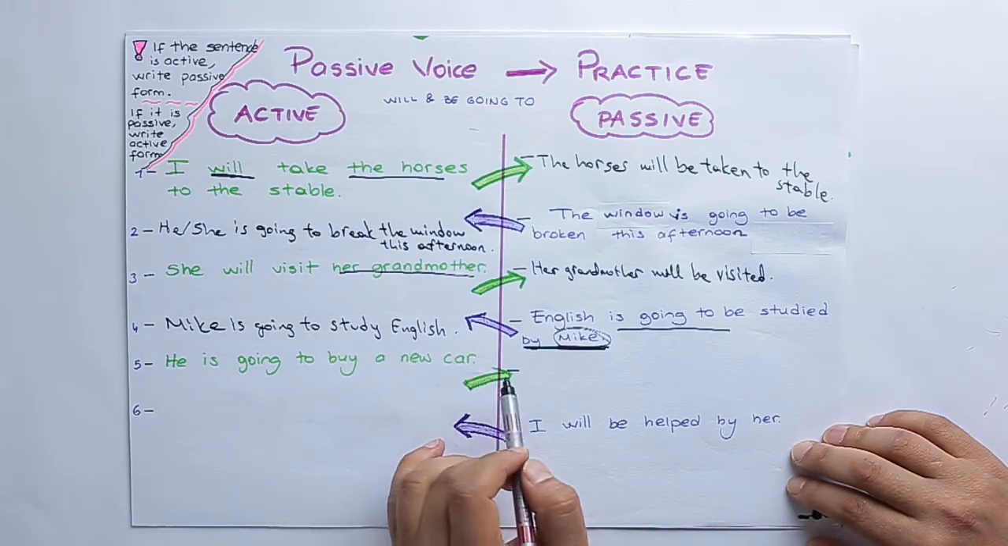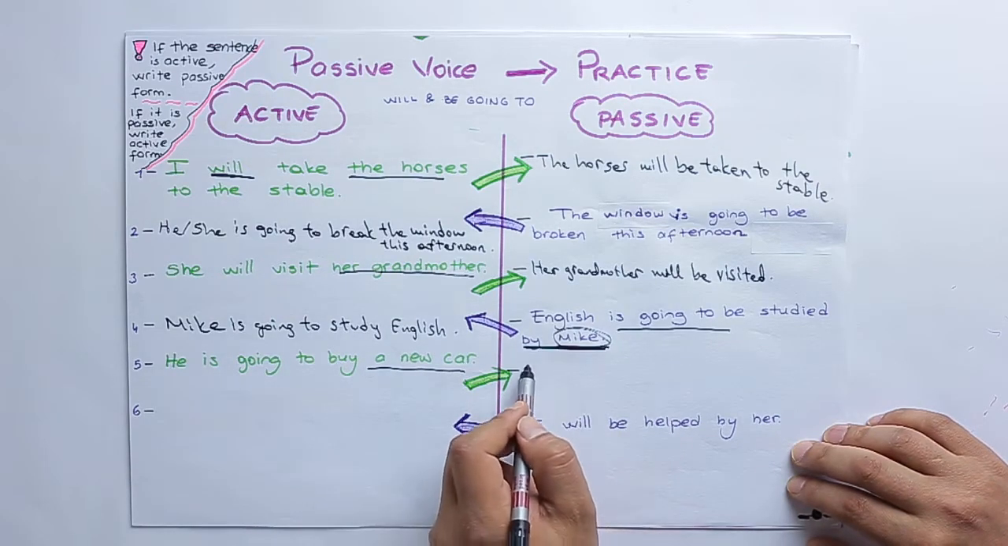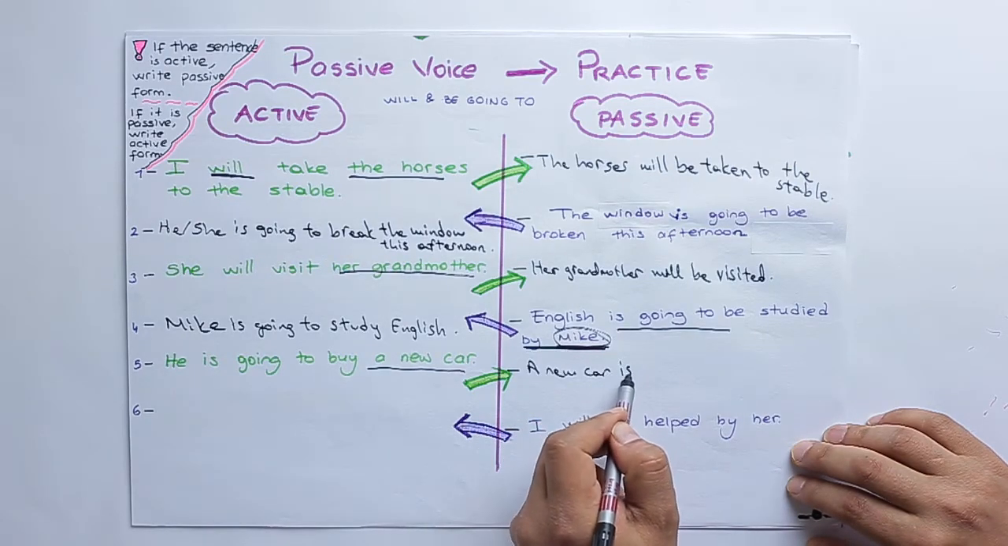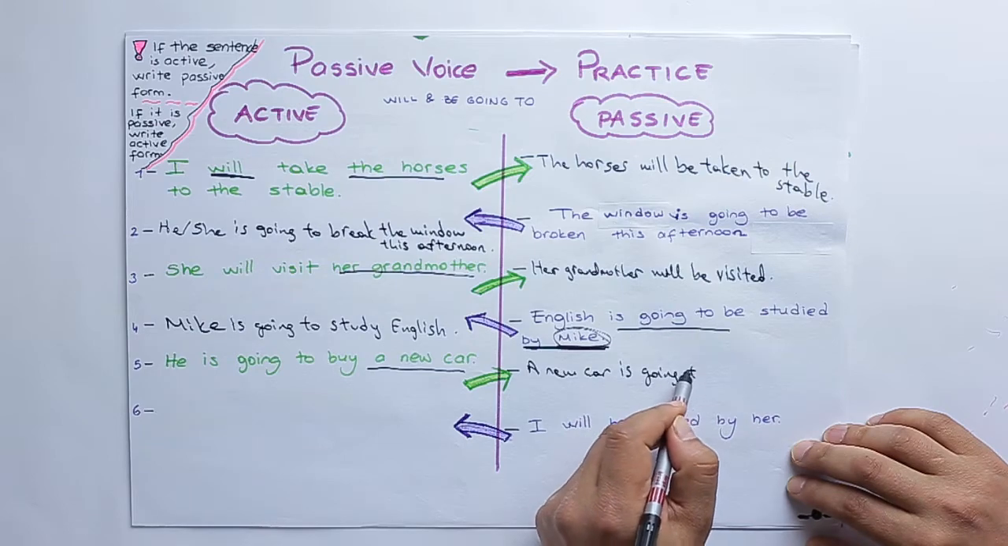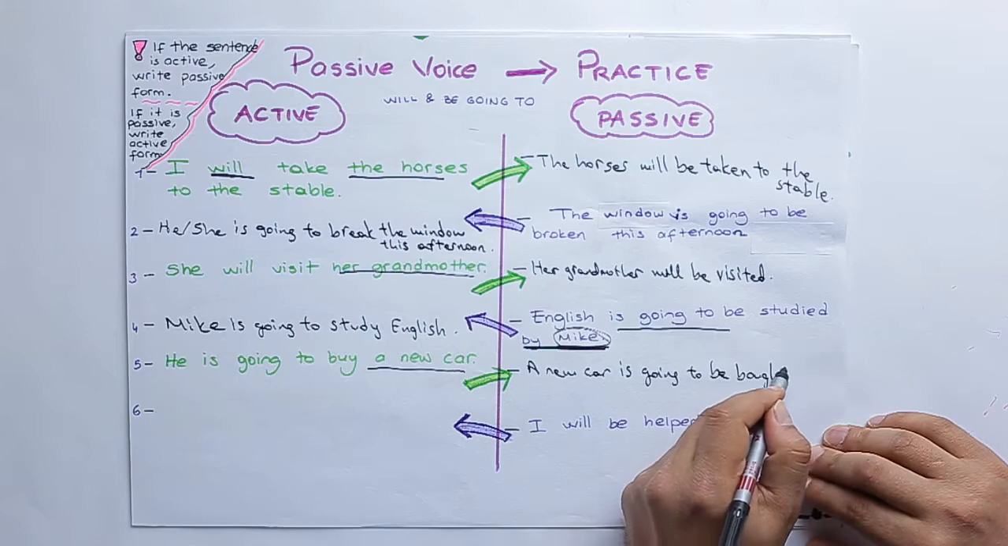Let's change it into passive form. Here is the object form. A new car is going to be built. Yes, going to be built.